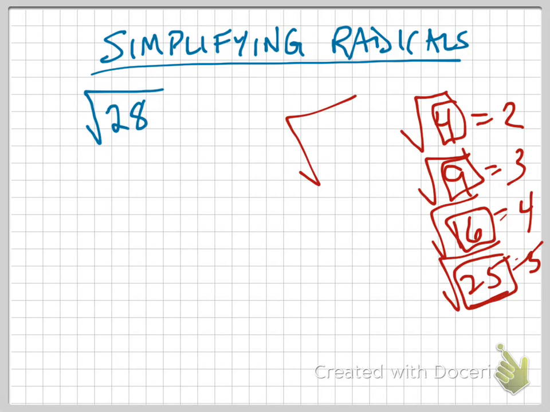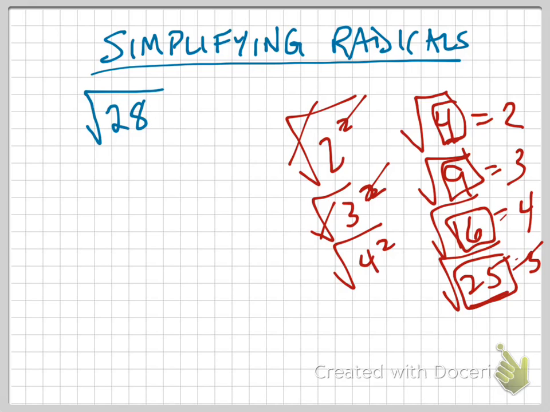This is the square root of 2 squared, because 4 is 2 squared. So the square root and the squared cancel each other out. This is the square root of 3 squared. Whoops, 3 squared, so they cancel each other out. This is the square root of 4 squared. So the square root and the square cancel each other out because they're inverse operations.